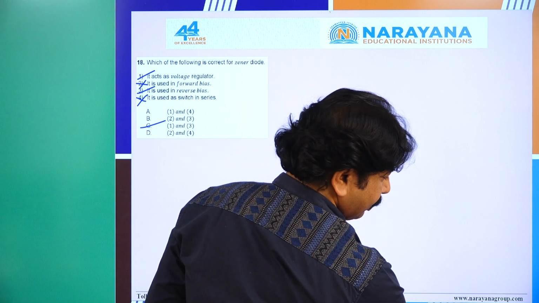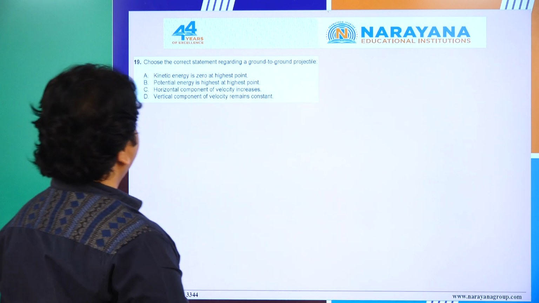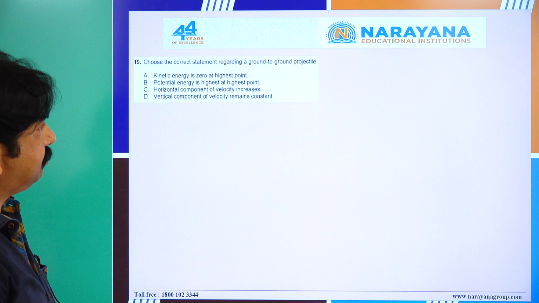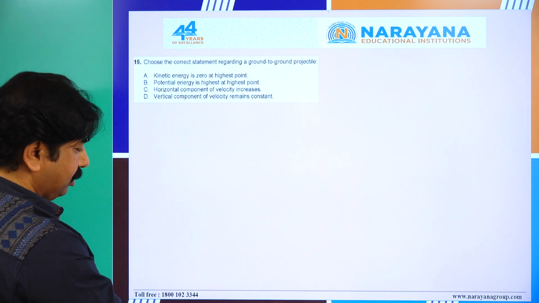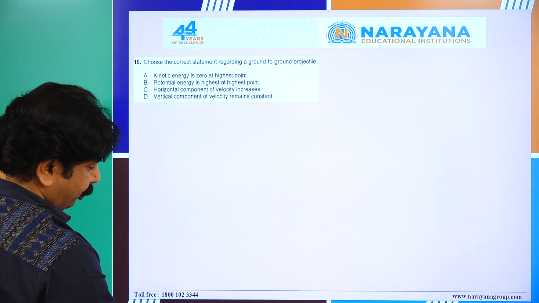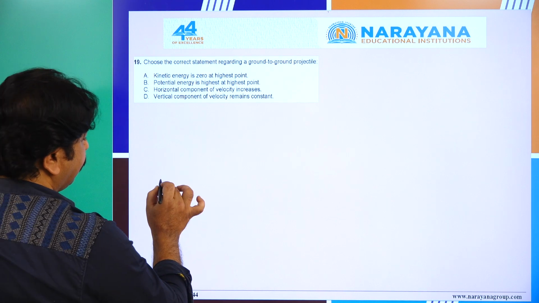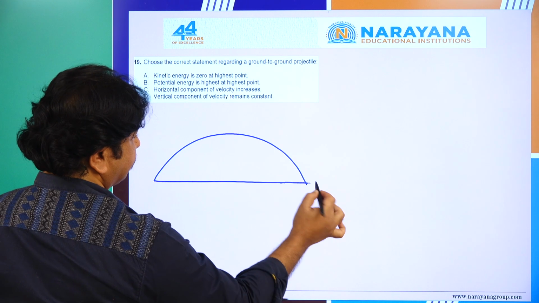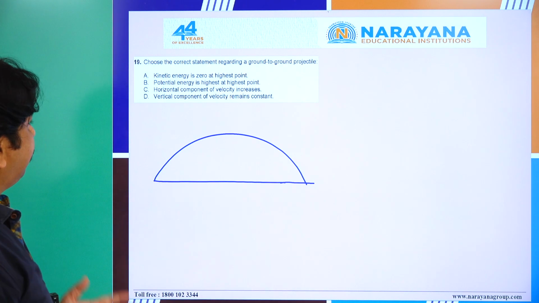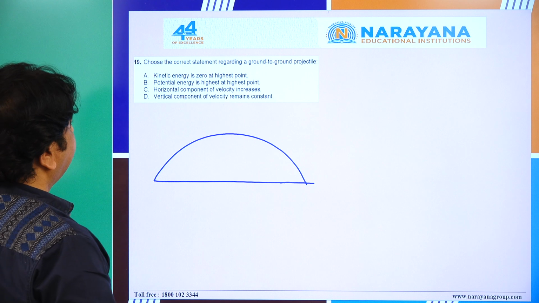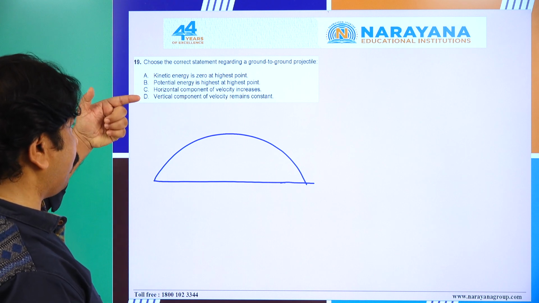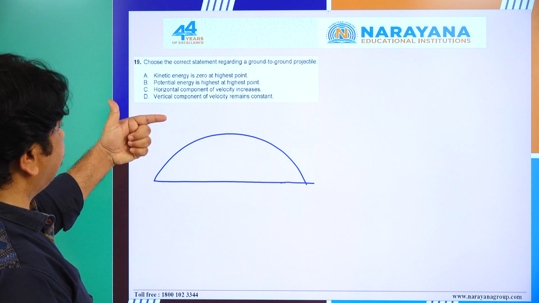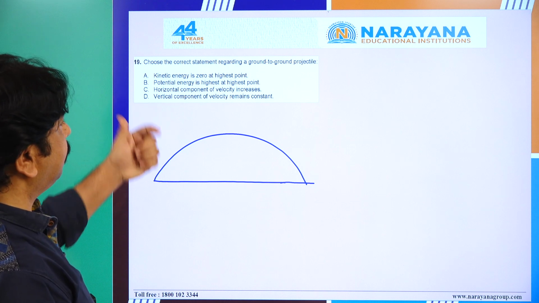Next question. Choose the correct statement regarding a ground to ground projectile. A very easy kinematics question, you know. Ground to ground. What they are discussing here: the first one is a kinetic energy statement, the second one is the potential energy statement, the third one is velocity, and the fourth one is also velocity.